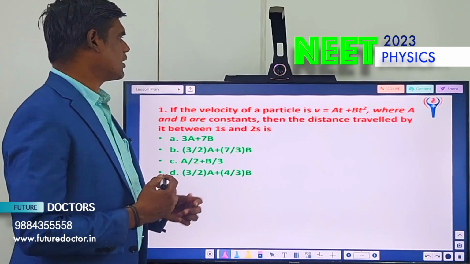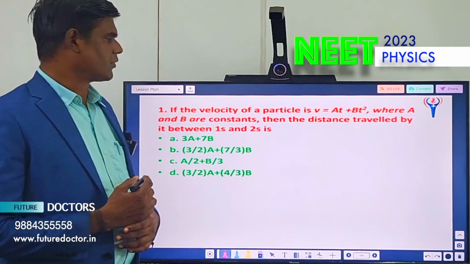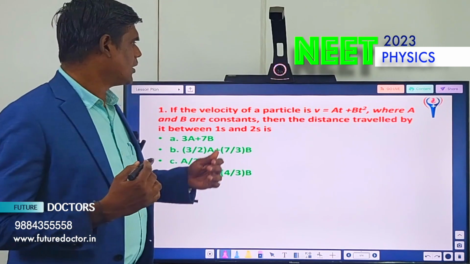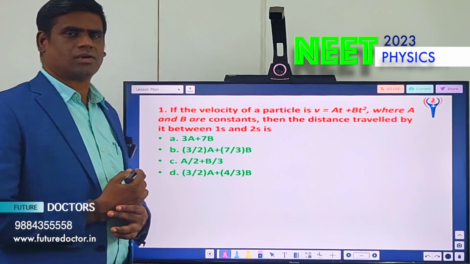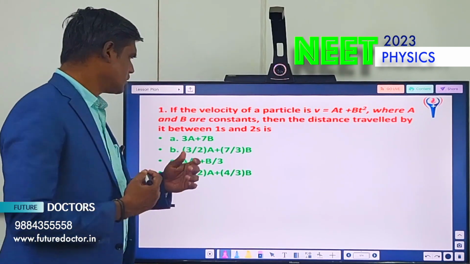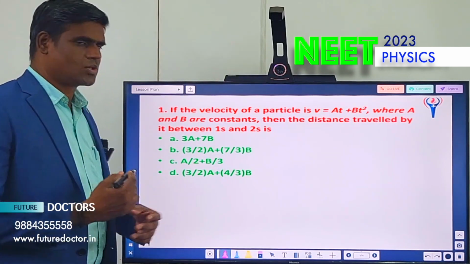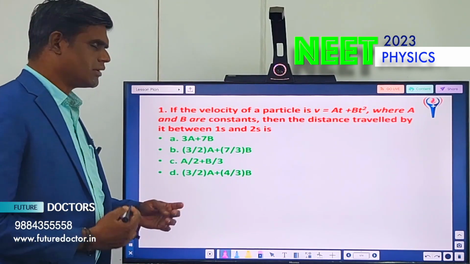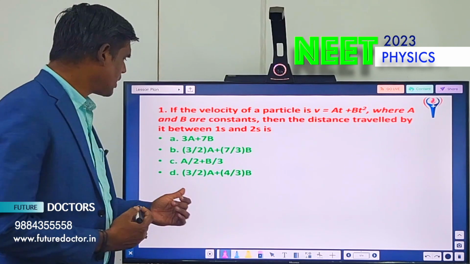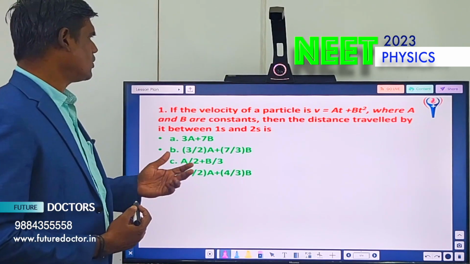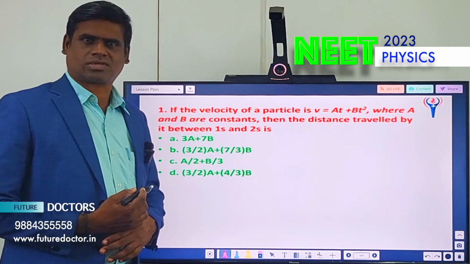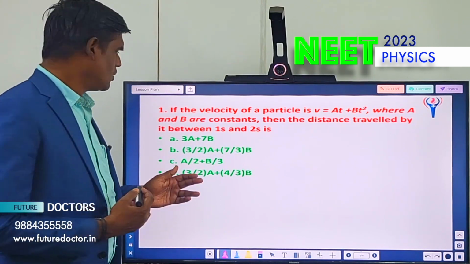The velocity of a particle is v equal to at plus bt square, where a and b are constants. Then the distance traveled by it between 1 second and 2 seconds is dash. Option A: 3a plus 7b. Option B: 3 by 2a plus 7 by 3b. Option C: a by 2 plus b by 3. Option D: 3 by 2a plus 4 by 3b. Here you should know the relationship between velocity and distance. By knowing the relationship, you can find the solution for this question.